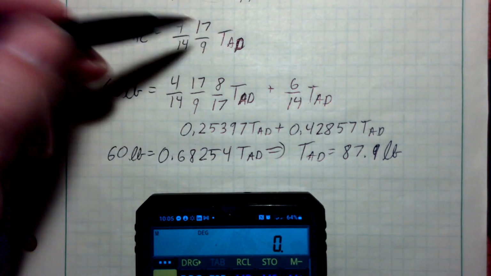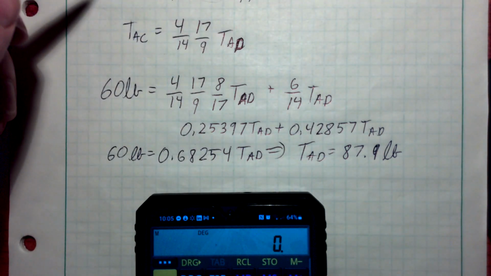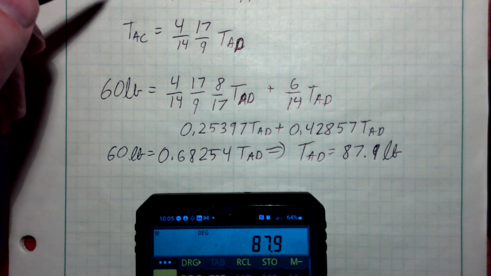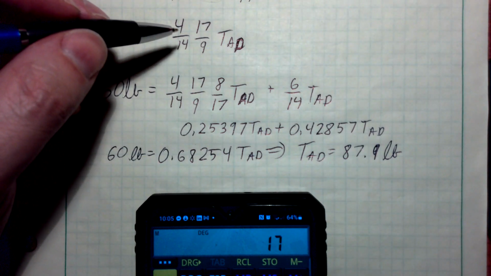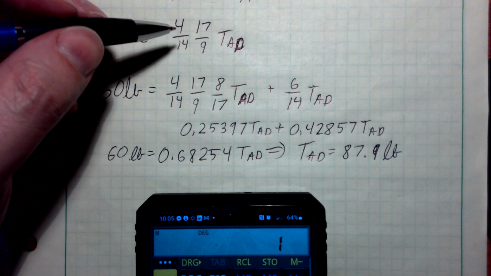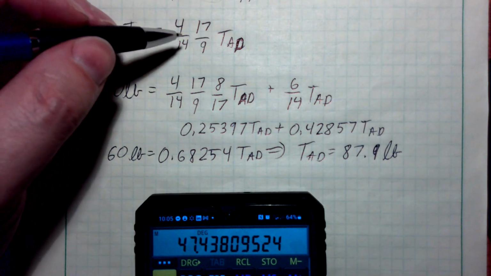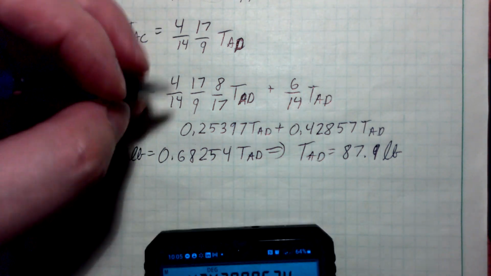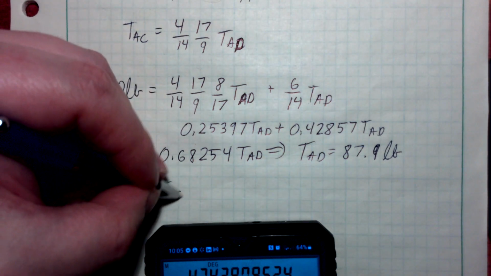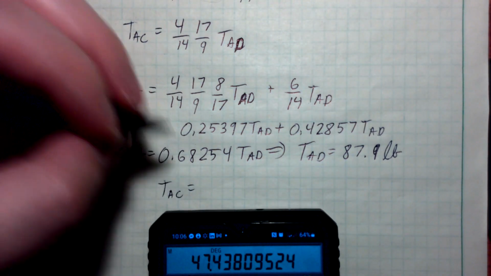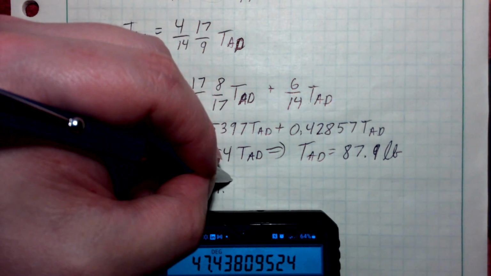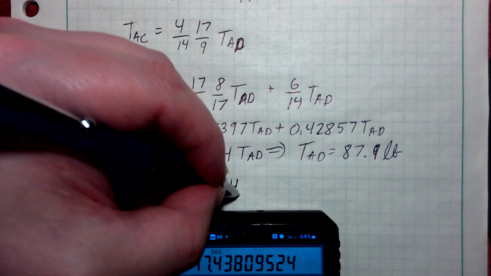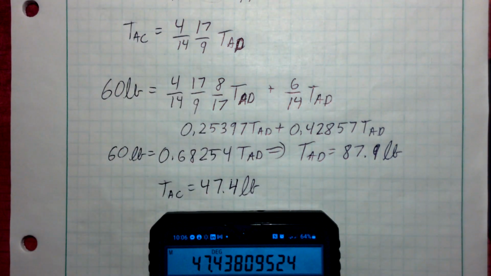I can plug that in here, and that gives me TAC, right? So I've got, I should have left that on the screen, 87.9. Multiply by 17, multiply by 4. Divide by 14 and divide by 9. Again, I know there's probably some simplification you could do there. And by the time I did the simplification, I could have just as easily plugged it into my calculator. So here we are. At least that's my theory. 47.4, we'll say 47.4 pounds to round to 3 significant figures.